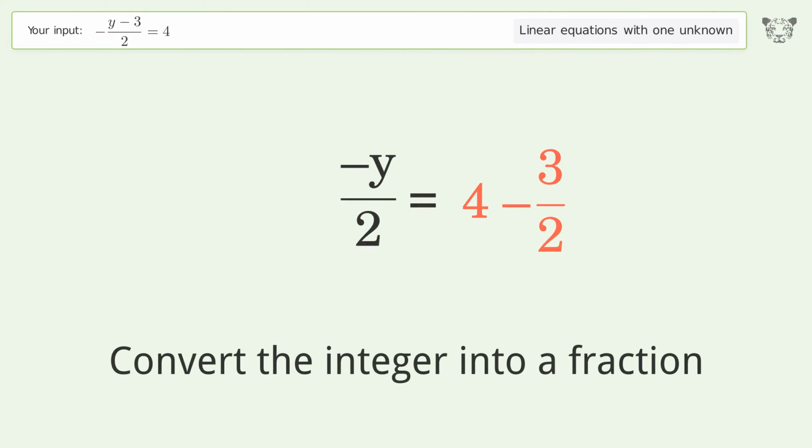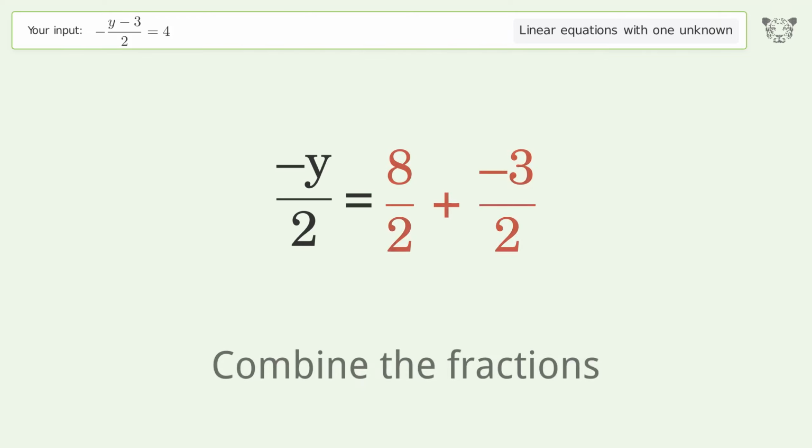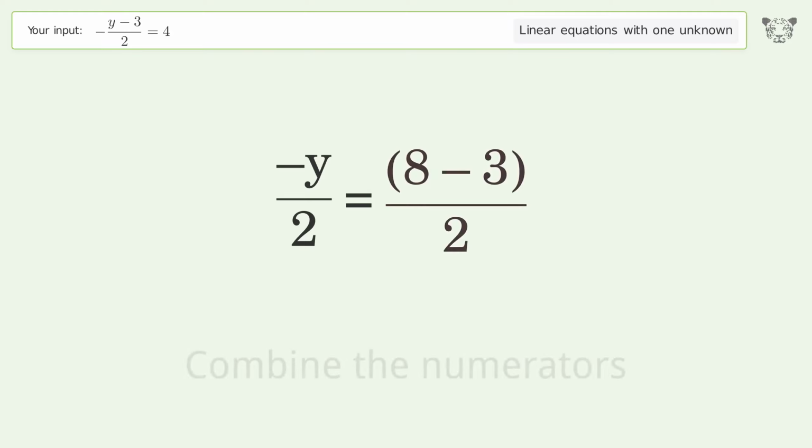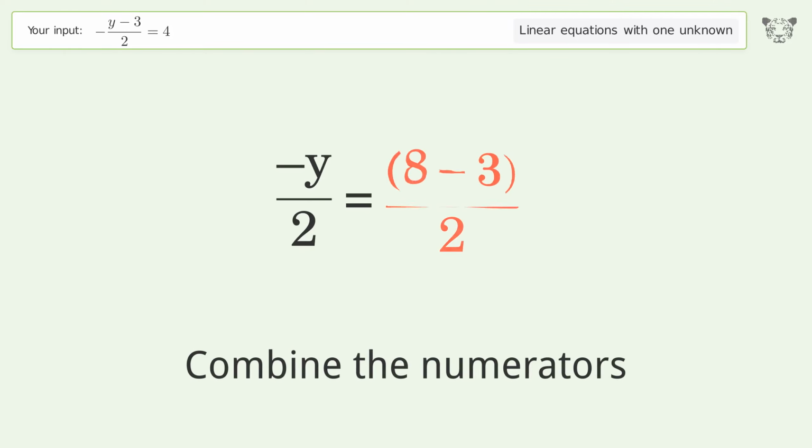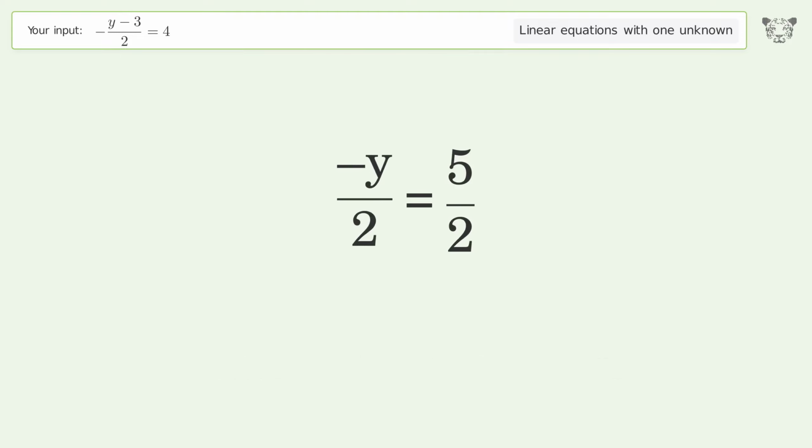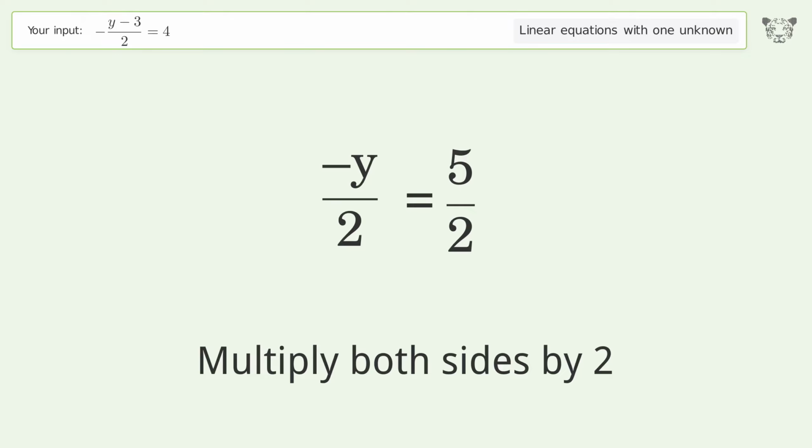Convert the integer into a fraction. Combine the fractions. Combine the numerators. Isolate the y. Multiply both sides by 2.